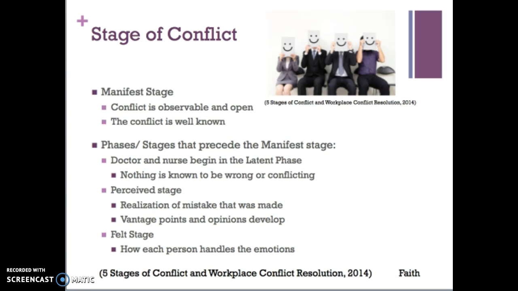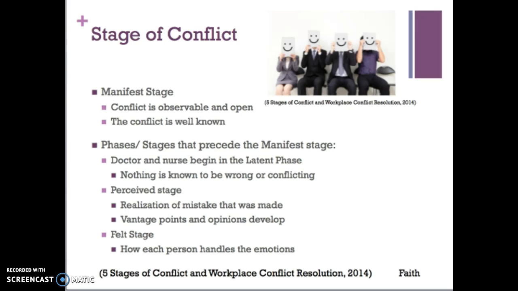The stage of the conflict that the doctor and nurse are in during this scenario is known as the manifest stage. During the manifest stage of conflict, the conflict is observable and open. It is well known that the conflict exists and that there is a problem present. However, the doctor and nurse both go through the beginning 3 stages separately to get to the manifest stage together.